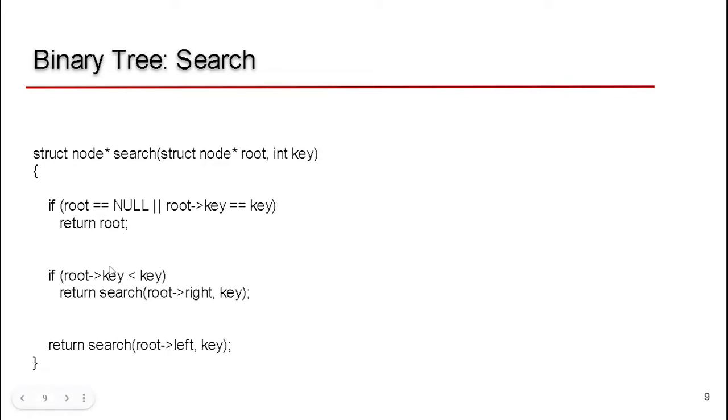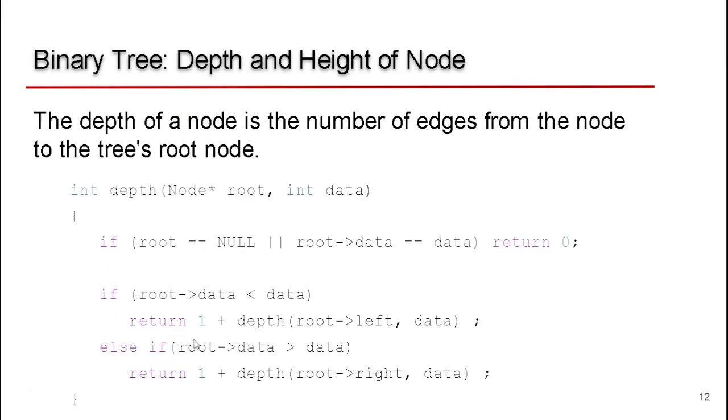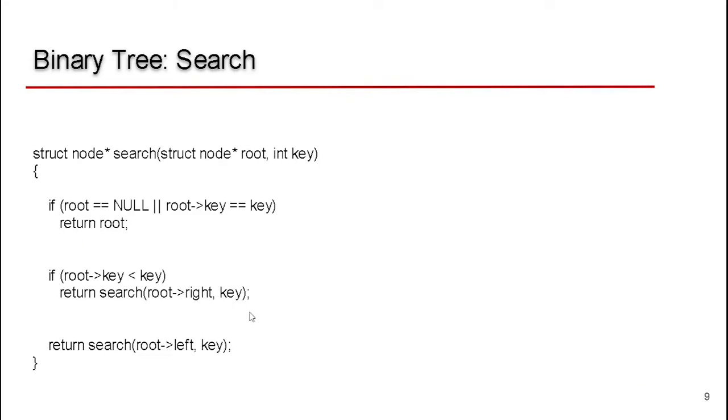You remember search here? We check the value key. If it's bigger, we go right. If smaller, we go left. If you go to here, it's exactly the same. But here you are calculating the depth. There you are not; look here, return without 1 plus something.